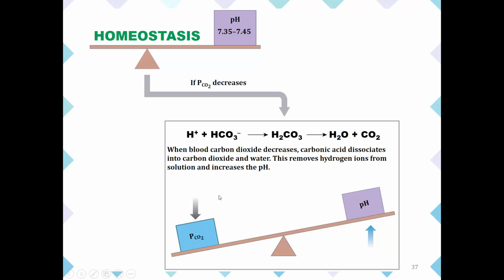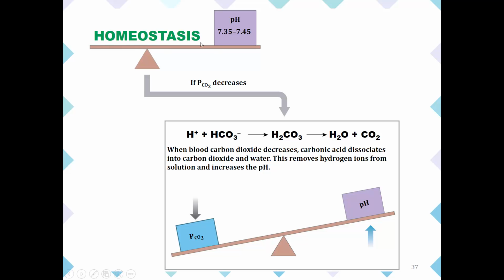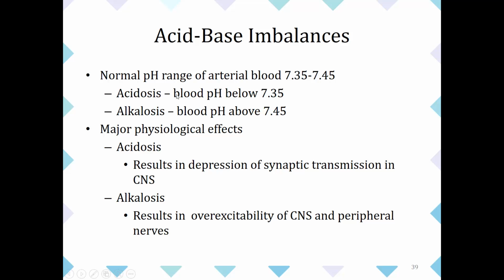And one of the ways that we can fix this condition is to have more CO2, just enough to bring us back to homeostasis. Not too much to get us into acidosis, just enough to bring us back to homeostasis. Okay? All right.